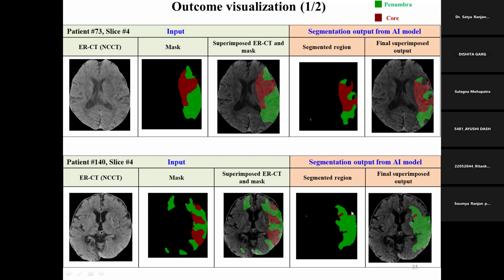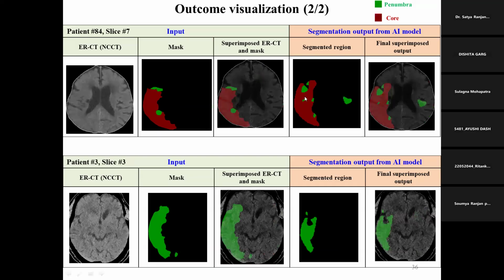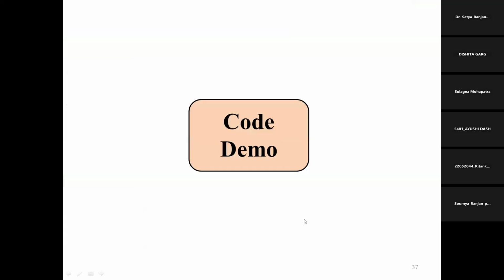Here you can see we can know the severity: the red color means the tissue is already dead, the core part, while the green color means there is a stroke but the tissue is not yet affected. So to find out the severity or the shape, we apply this segmentation method. This is also another example, and here we got the segmentation result.